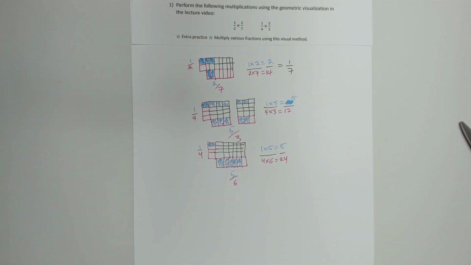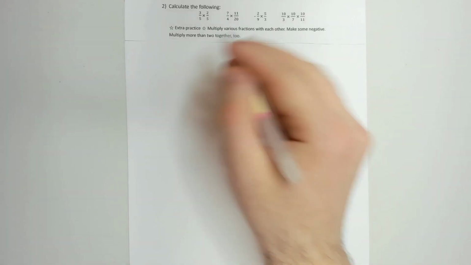So keep that in mind when you're doing this method for improper fractions. And for some extra practice, multiply several fractions using this method until you get a good hang of it. Make sure to not avoid doing improper fractions because, as we saw, there's a bit of a nuance with it. So try that out.